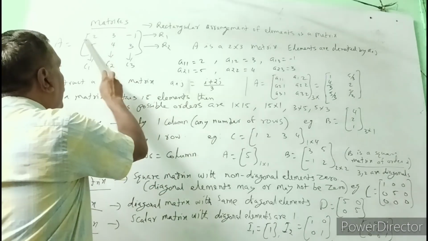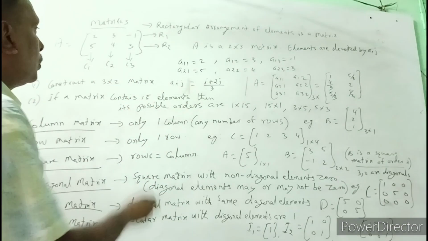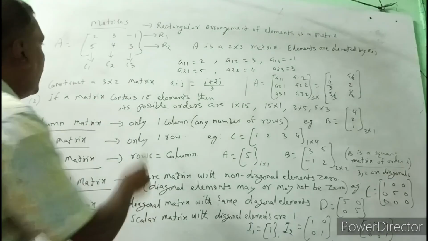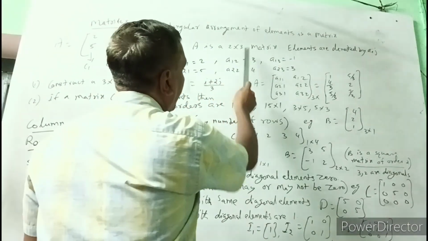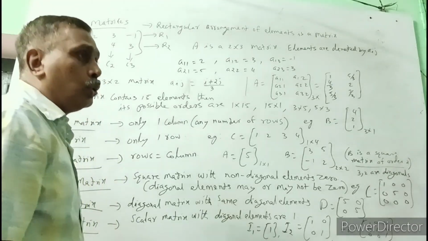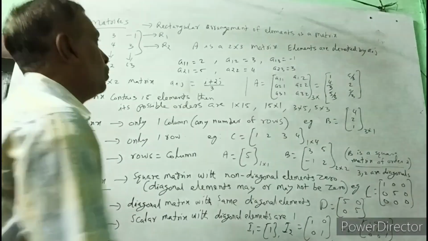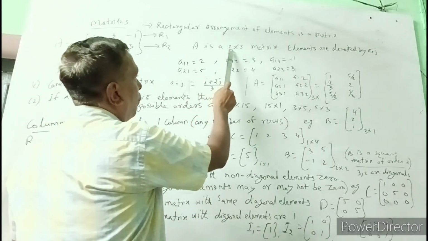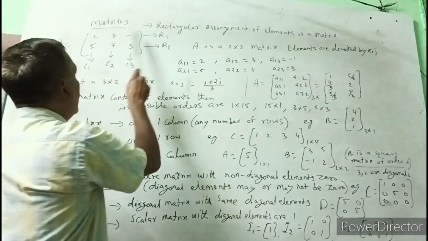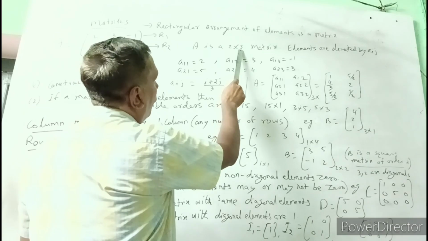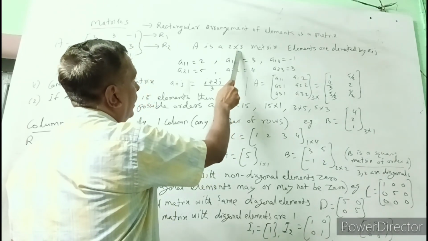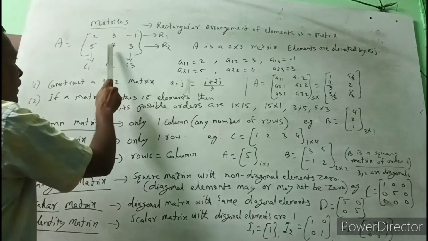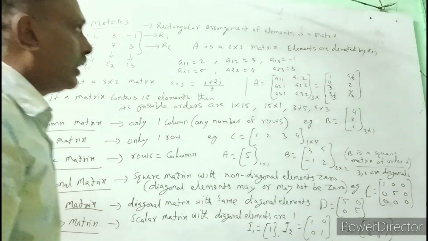So we are saying there are two rows and three columns. So we'll say A is a 2 into 3, but read as 2 by 3 matrix. Number of rows we write first, that is 2, and number of columns we write after that, that is 3. And you may see that 2 into 3, 6 elements are present here also. It's a 2 by 3 matrix.